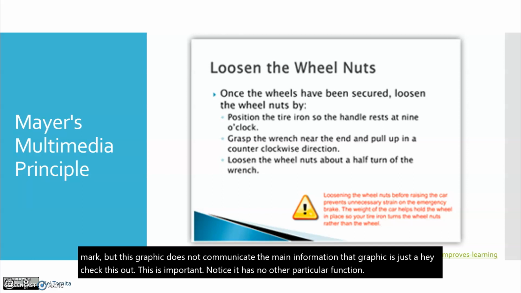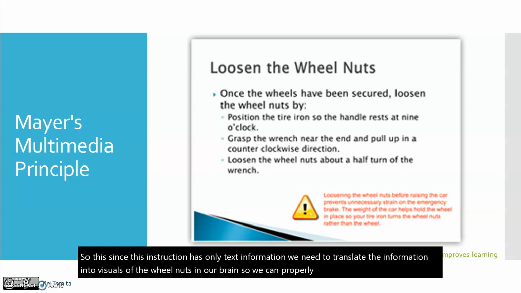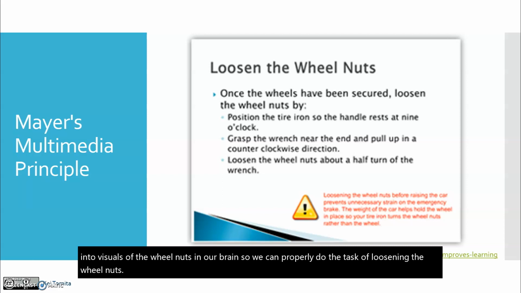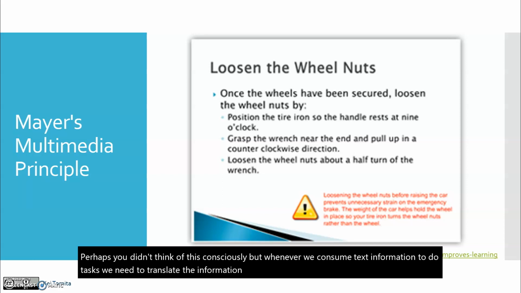Since this instruction has only text information, we need to translate the information into visuals of the wheel nuts in our brain so we can properly do the task of loosening the wheel nuts. Perhaps you didn't think of this consciously, but whenever we consume text information to do tasks, we need to translate the information into visuals in our brain to get the idea of how we can actually do the tasks.